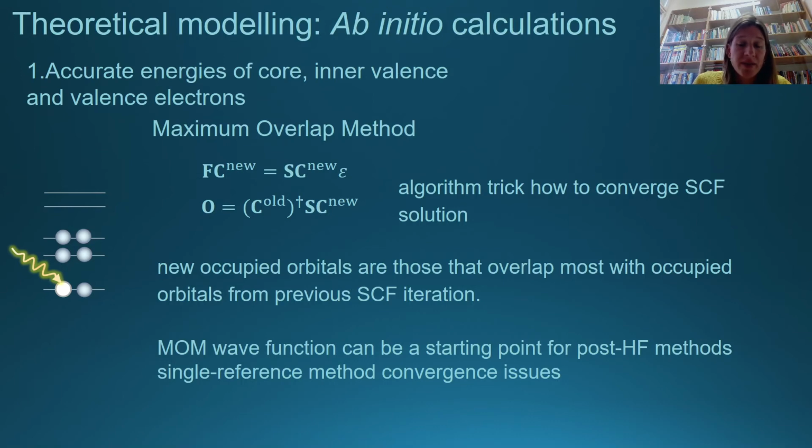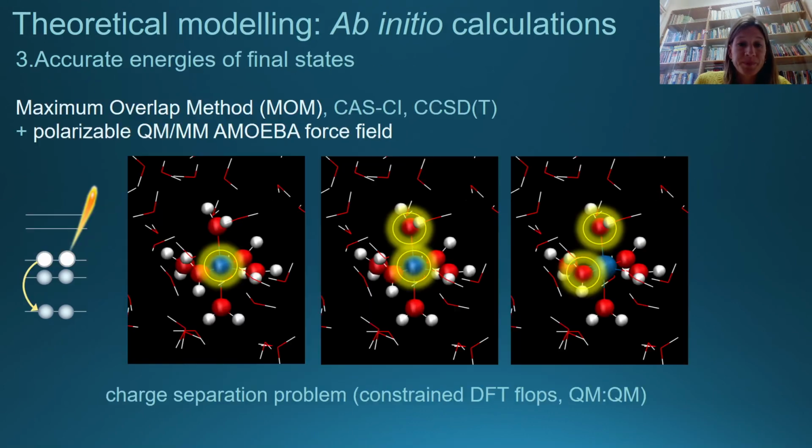The advantage is that this maximum overlap wave function can be a good starting point for post-Hartree-Fock methods, which means that we can get very accurate energetics of the core ionized or inner ionized states. And it can also be coupled to the polarizable force field. If we want to access the energies of the final states, that means we would like to localize the second hole from the secondary ejected electron.